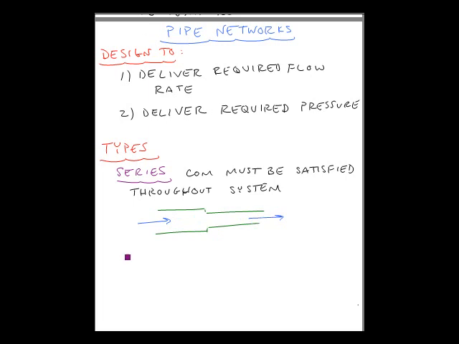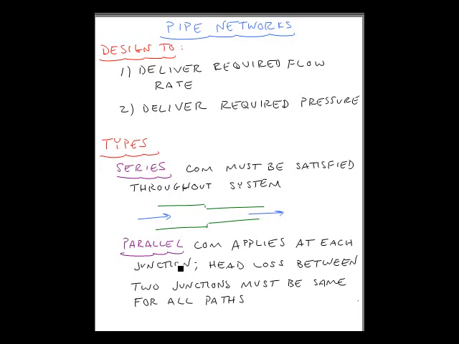The other type is parallel. And this is where conservation of mass applies at each junction. Head loss between the two junctions must be the same for both paths. So here we have it. Parallel: conservation of mass applies at each junction. The head loss between the two junctions must be the same for all paths. Now, that's if we have multiple lines.